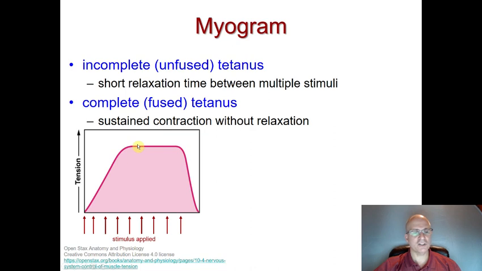But notice there reaches a point at which you can't contract any more forcibly. So muscles are only able to contract with a certain amount of force. Even when you're sending action potentials faster and faster, there reaches a point at which you can't contract with more force. And you see on your myogram, you get a graph like this called complete tetanus.